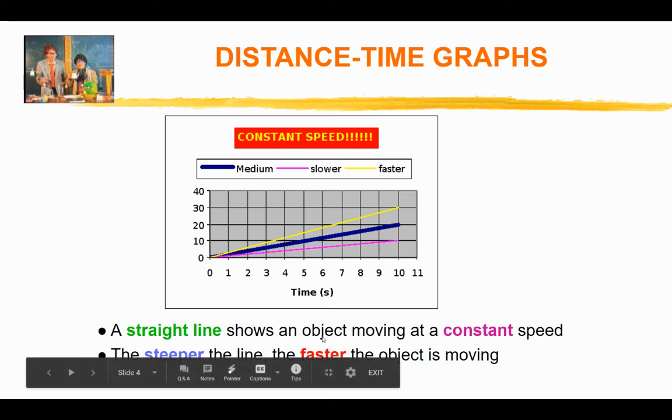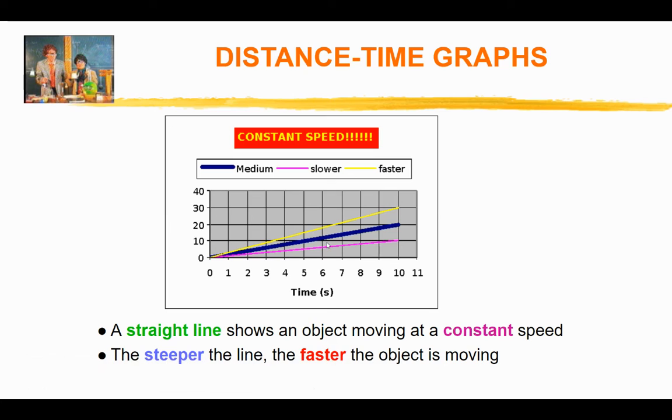A straight line shows an object moving at a constant speed. We said that. If it's straight, the speed stays the same. The steeper the line, the faster the object's moving.